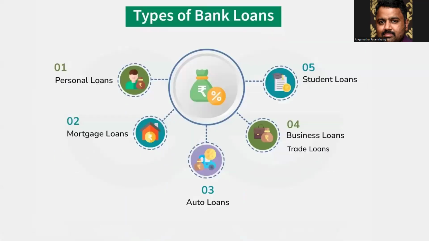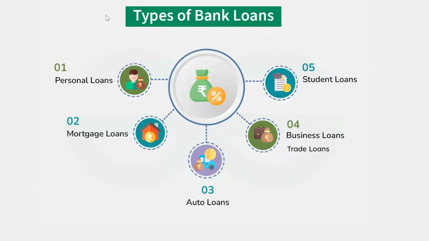And we'll see what are the types of loans available. Here I have just listed a few types of loans: personal loans, mortgage loans, auto loans, business loans, and student loans. Personal loans are mainly given to individual customers, as retail loans. Similarly, the student loan is also a retail loan.